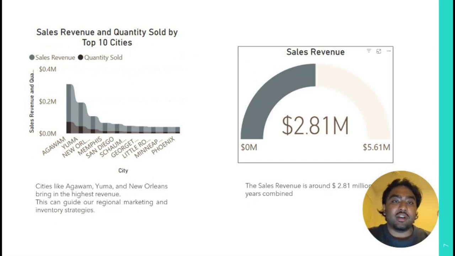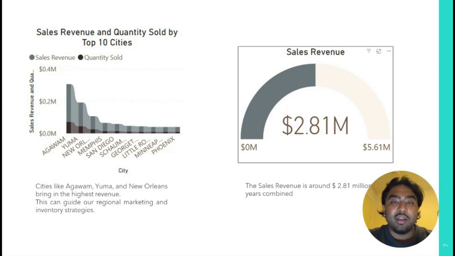So here, looking at this ribbon chart for sales revenue and quantity sold by top 10 cities. Cities like Agwan, Yuma, and New Orleans bring in the highest revenue and quantity sold. Understanding these cities' customer profiles could help replicate this success in similar markets. This can guide our regional marketing and inventory strategies. The sale revenue is around 2.81 million in 3 years combined.